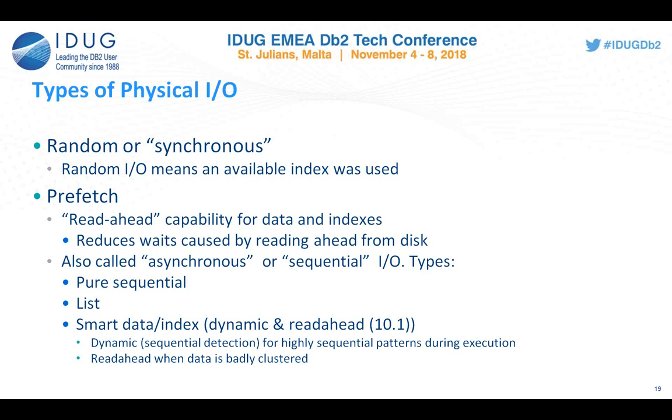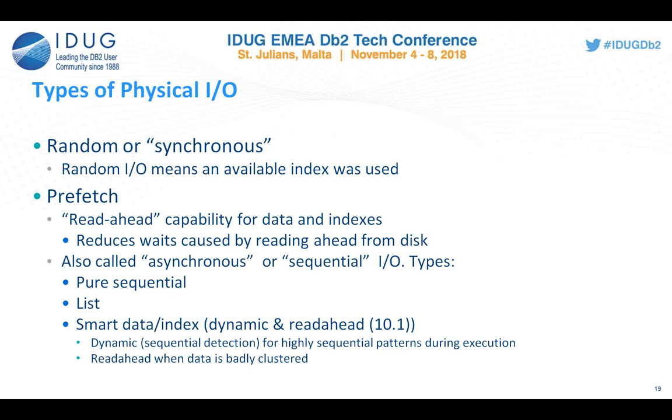64 or 128 can often be used, and this is a way of making the worst case better. So in terms of prefetch or asynchronous I/O or sequential I/O, we have pure sequential list and we have smart data and index prefetching, which includes dynamic prefetching and the ability to read ahead in a much more intelligent manner. And they've improved that again in DB2 10.1. So life is good. If you do have prefetching, IBM looked at that technology and found other ways to use it with list prefetching, which essentially is like skip sequential processing.